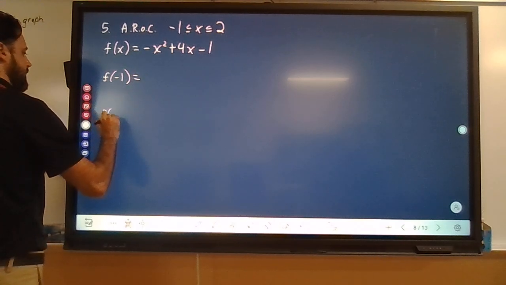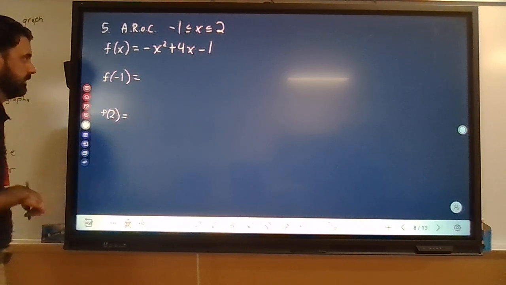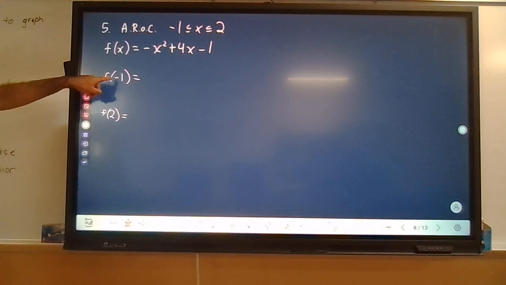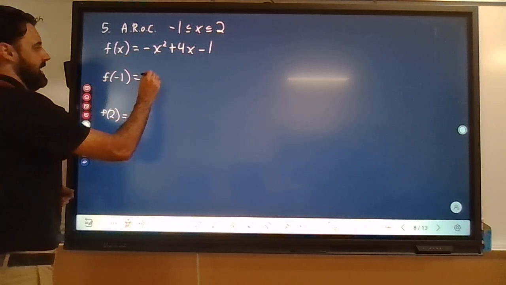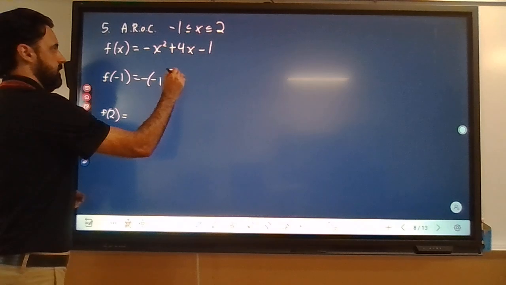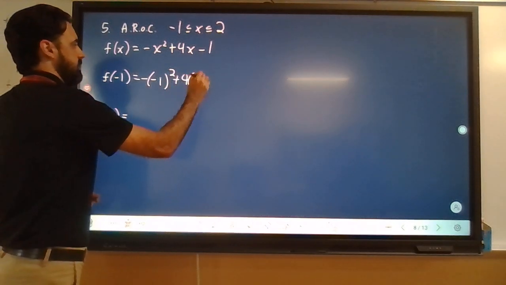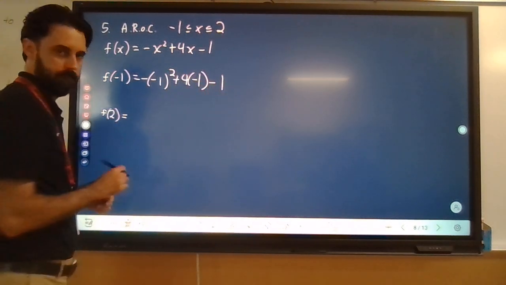We're going to find f of -1 and f of 2. All right, f of -1 means replace both x's with -1. So it looks a little confusing. It's going to be -1 squared plus 4 times -1 minus 1.